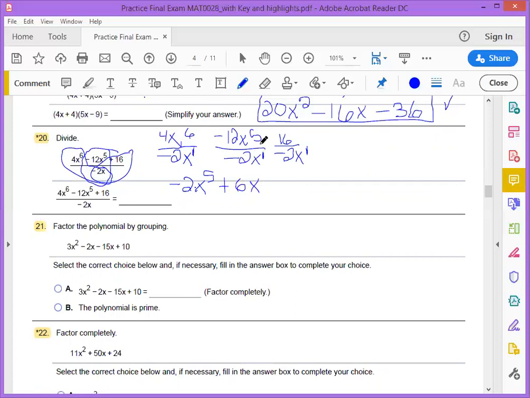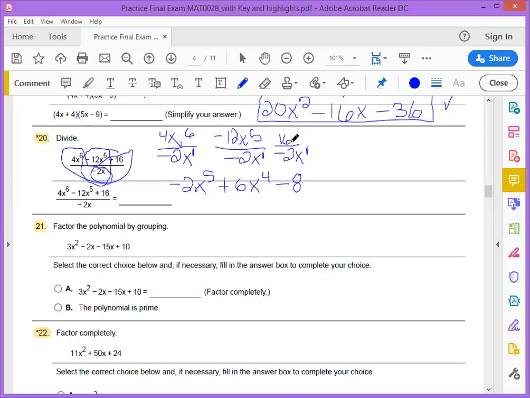Now x, look at our exponents. We have 5 in the numerator, minus 1 in the denominator. That gives us 5 minus 1, which is 4. So x to the 4th power. Minus, 16 divided by negative 2 gives us minus 8.